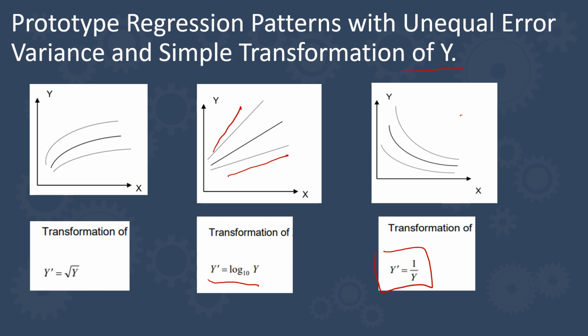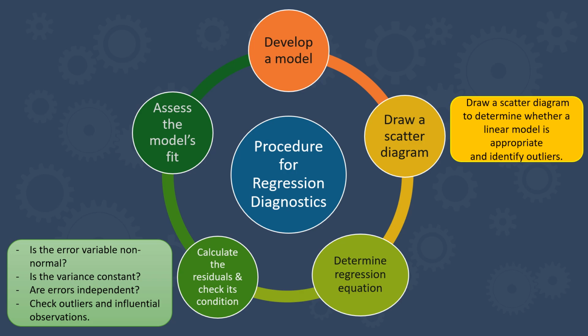All right, so we have done the lack of fit test and also transformation. The lack of fit test is used to determine whether our model fits the data well or not, and transformation is used when we deal with non-normality, unequal variance, or non-linearity. So basically, here is the procedure for regression diagnostics. Once we develop a model, we have to make sure the relationship is linear. This can be done by drawing a scatter diagram. From the scatter diagram as well, we can identify if there are any influential points, outliers, or extreme observations. And then we determine the regression equation.